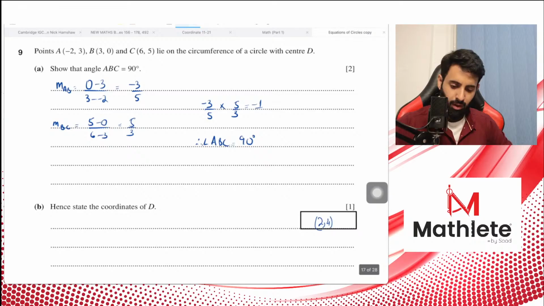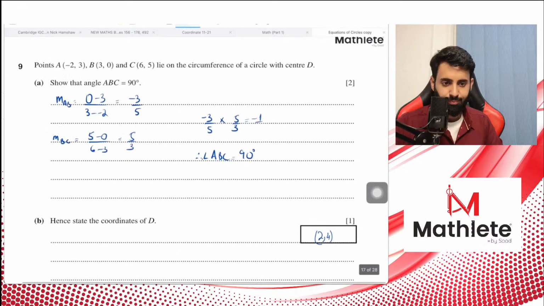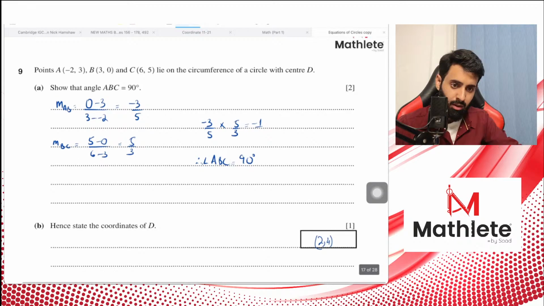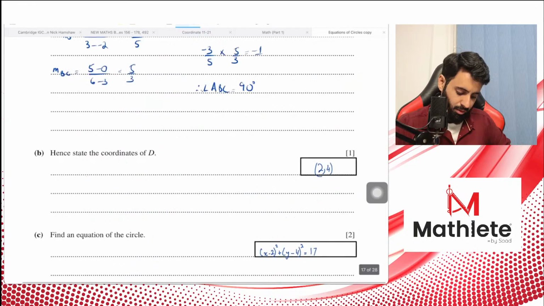Okay. Now it says, hence state the coordinates of D. Let's see. So coordinates of D. If you look at the question, if you go back, the question says 2 comma minus 3. Is that what you guys said? Hence state the coordinates of D. Okay, I think you guys are giving me the answer to part B.